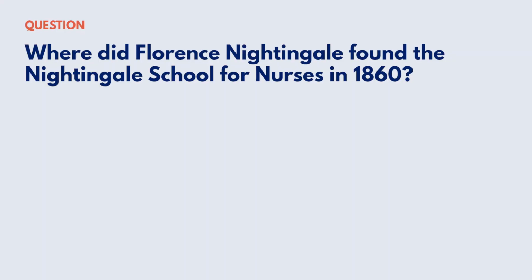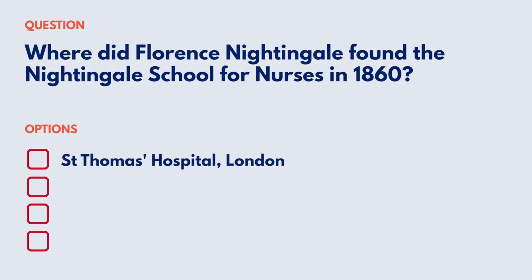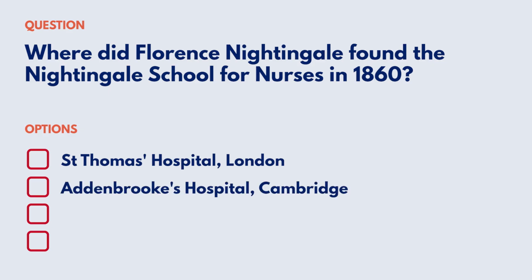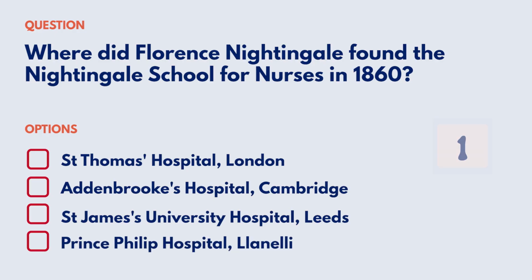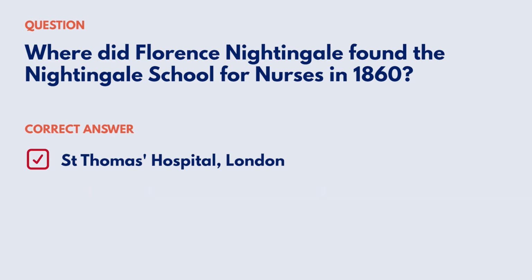Where did Florence Nightingale found the Nightingale School for Nurses in 1860? St. Thomas Hospital, London. Addenbrooke's Hospital, Cambridge. St. James's University Hospital, Leeds. Prince Philip Hospital, Llanelli. Correct answer, St. Thomas Hospital, London.